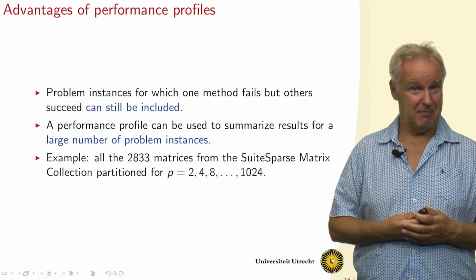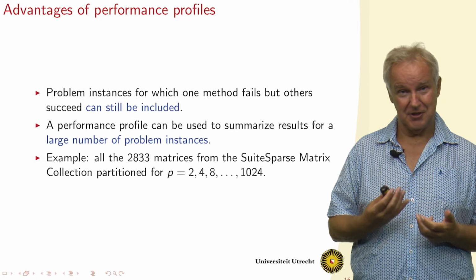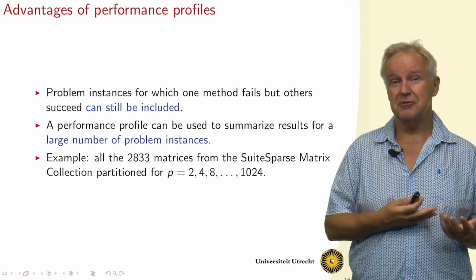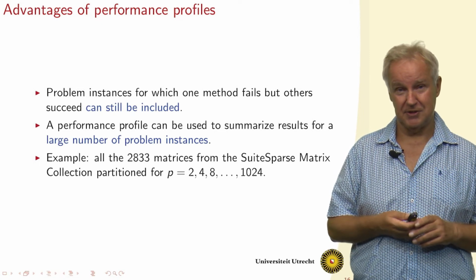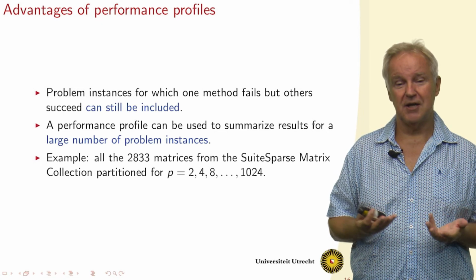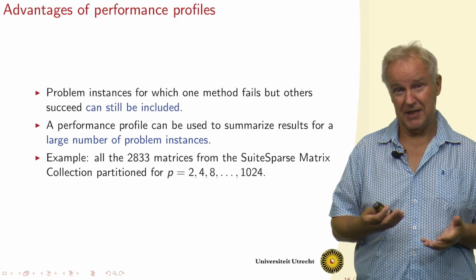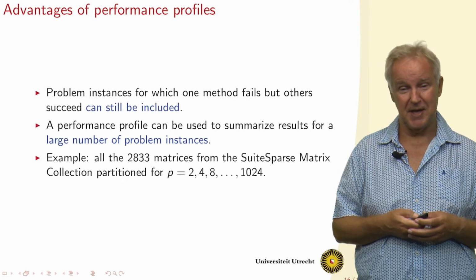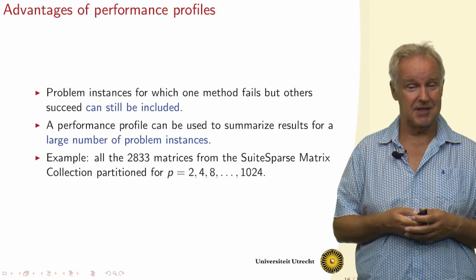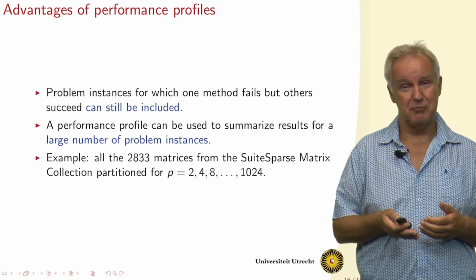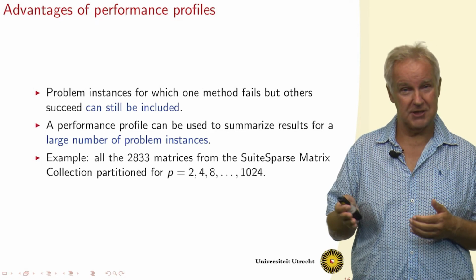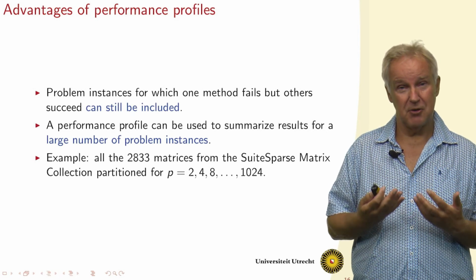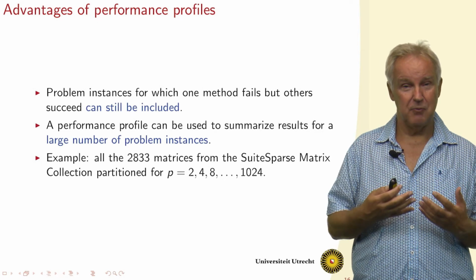And even if a method fails for a certain matrix and a number of processors, then you can still use the other results in here, and you can't do that with the geometric mean. So this is a way of showing results for many matrices. For example, you could take all the 2,833 matrices of the SuiteSparse collection and also have the number of processors vary from 2, 4, etc. up to 1,024. No problem. You can summarize all of these results in one performance profile.